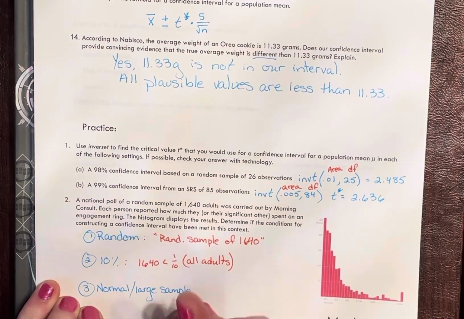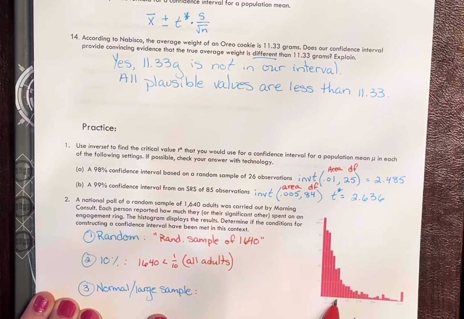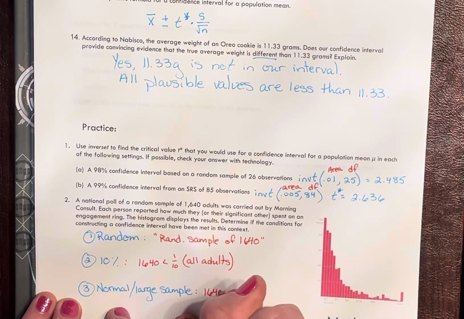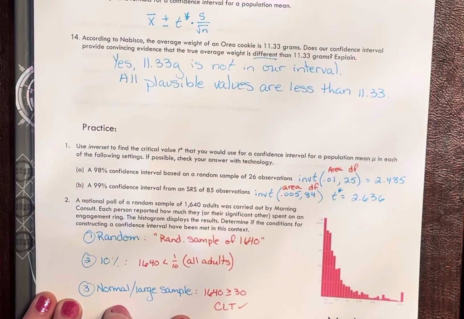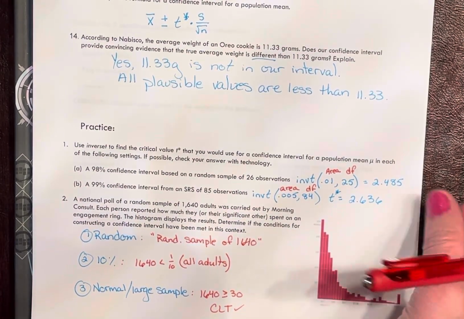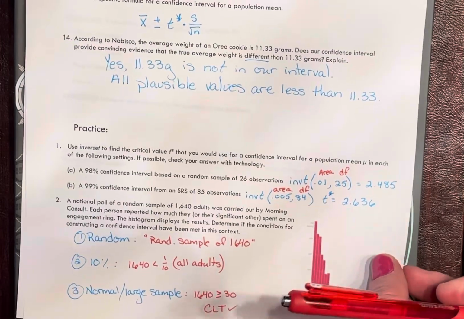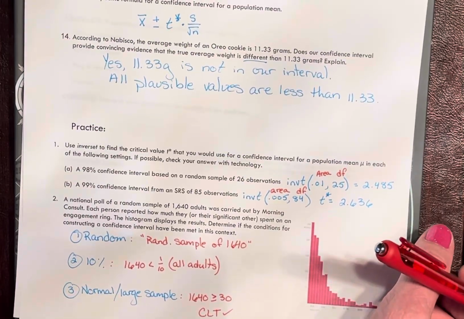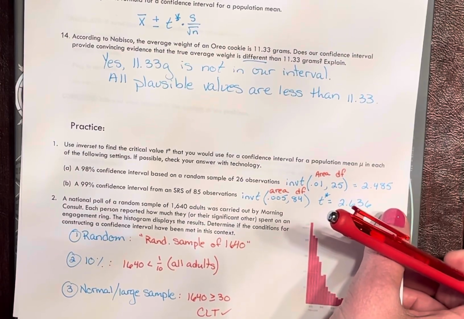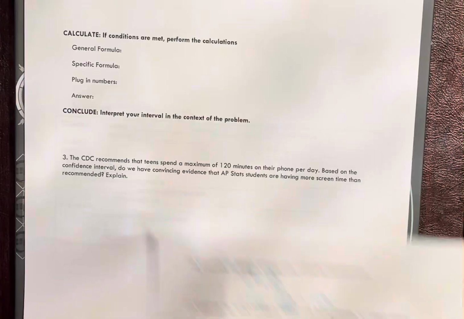And for normal or large sample, it's not normal. We just talked about that. It's very skewed, but 1640 is greater than or equal to 30, so we have met the central limit theorem. Okay. All right. Let's formalize this in think, plan, or sorry, that was old. Choose, check, calculate, conclude.